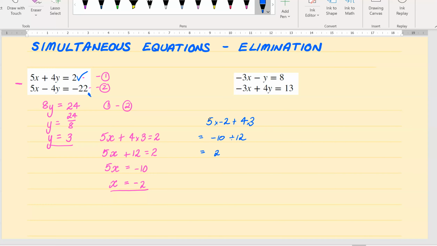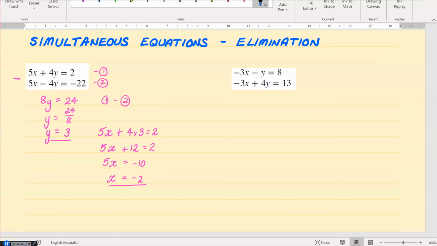So let's try that one. It becomes 5 times x, which again is minus 2, but this time we're going to say take 4 times y, which is 3. 5 times minus 2 is minus 10. Negative 4 times 3 is negative 12, and that gives me minus 22, which is the answer that we have here. So that's why we call these simultaneous. Right, I'm just going to erase that. Okay, let's do this one.